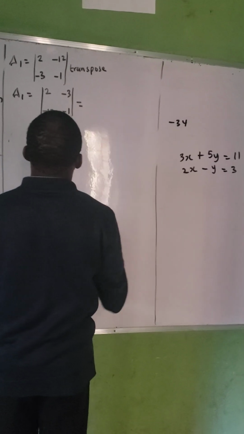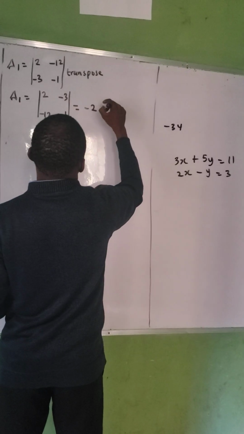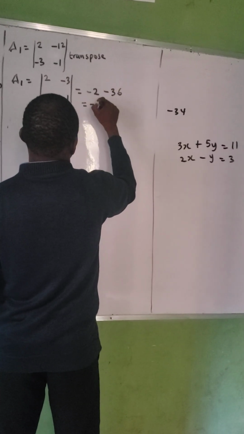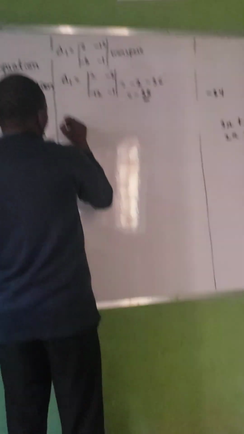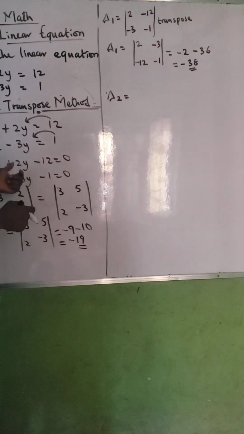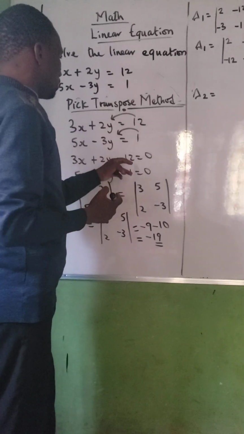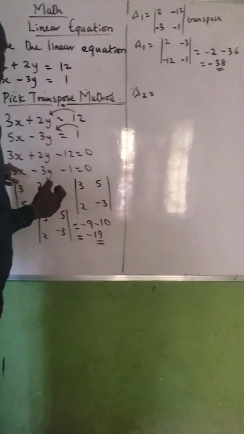So let's look for the determinant. This will give us what? Minus 2 minus 36. And that gives us what? Minus 38. Now, we want to find our delta 2. For us to get our delta 2, you leave the second column coefficient. You pick the next two column coefficients, that is the third and the first column coefficients.